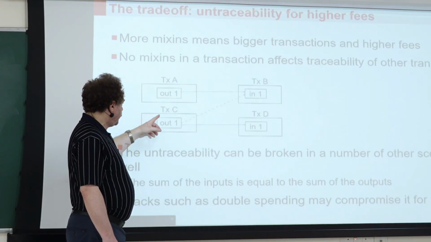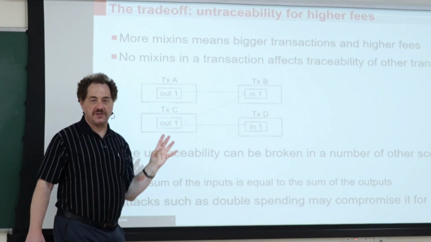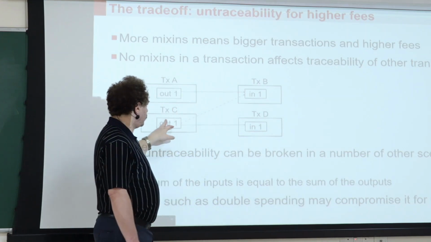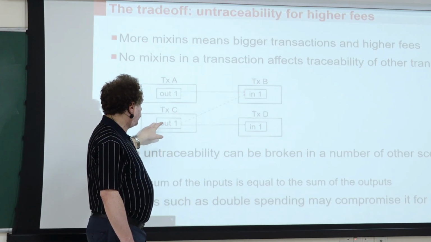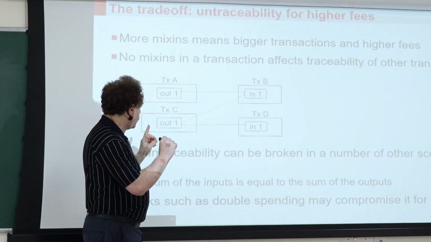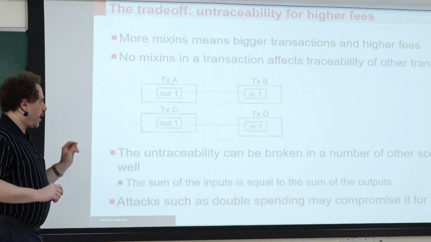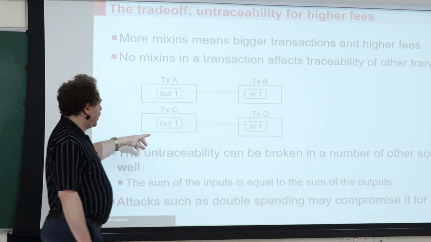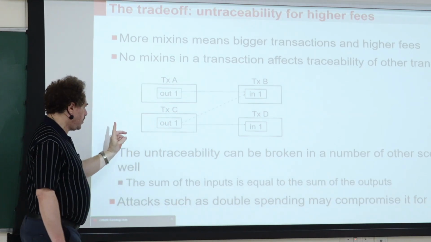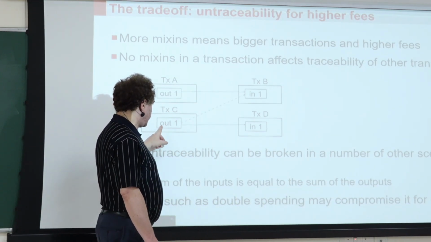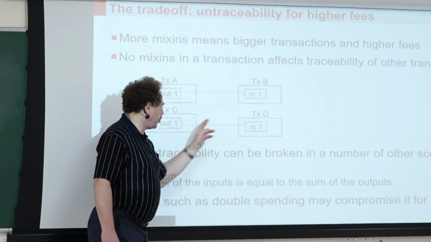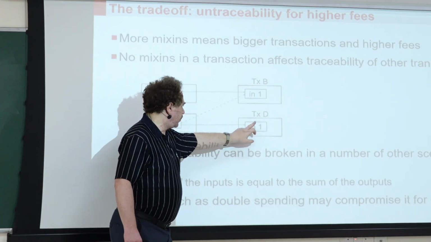But now look at transaction C. The sender of transaction C decided to use one mix-in. Sorry, what I said was a bit incorrect. The problem here is with transaction C. In transaction C, the sender decided not to use any mix-ins. And therefore, this input has only one corresponding output, and there is no ring here. There are no mix-ins for this one, okay?